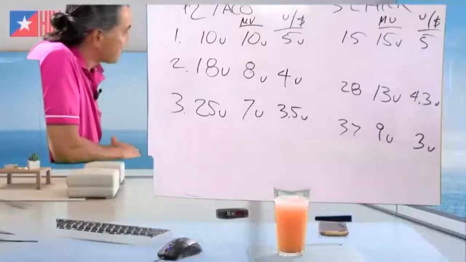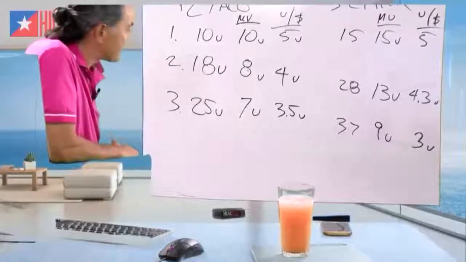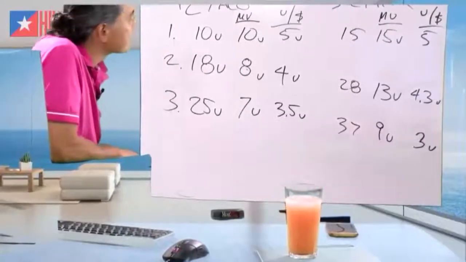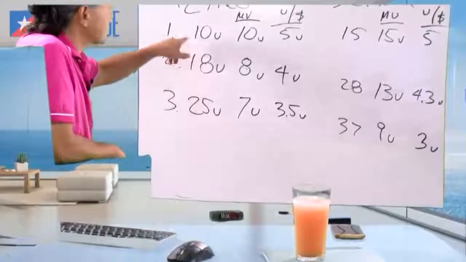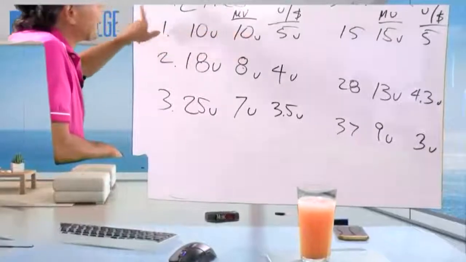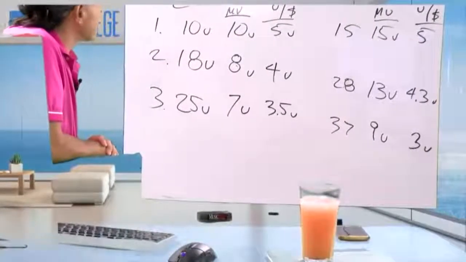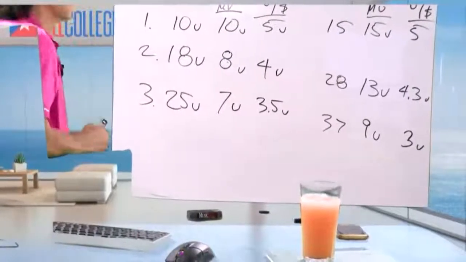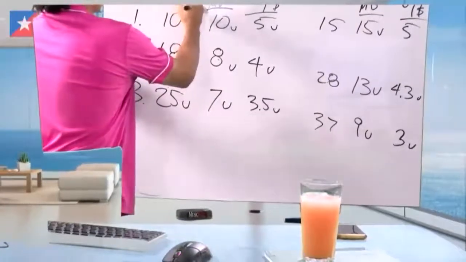Okay, so we can see we get different utils at some quantities. Now for tacos or chicken on that first one, I'm going to put TU for total utils here.